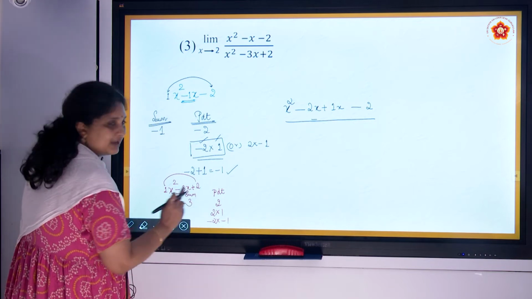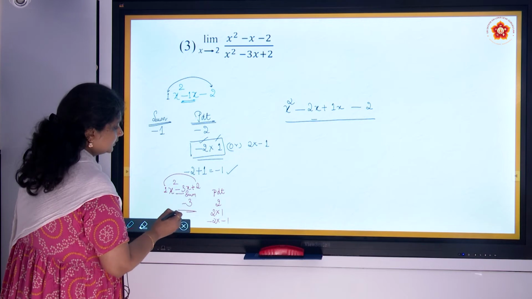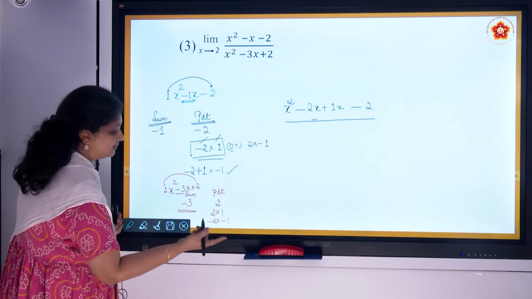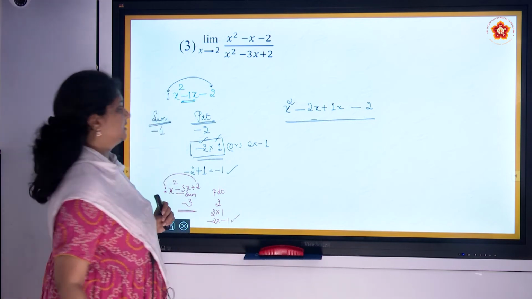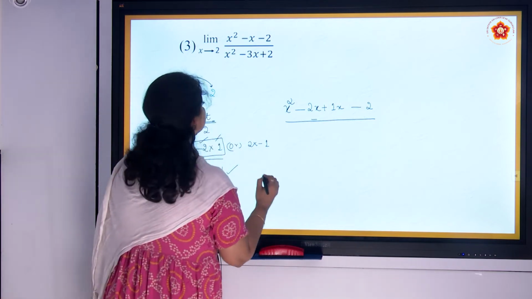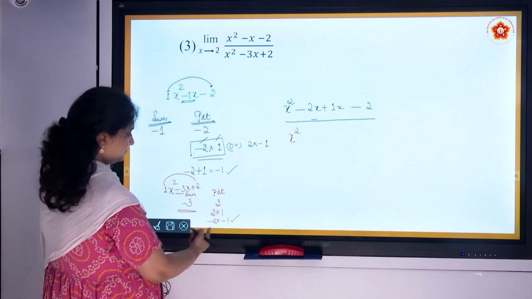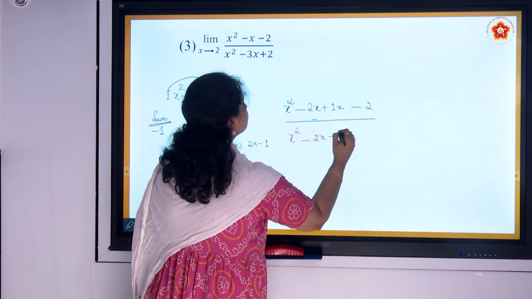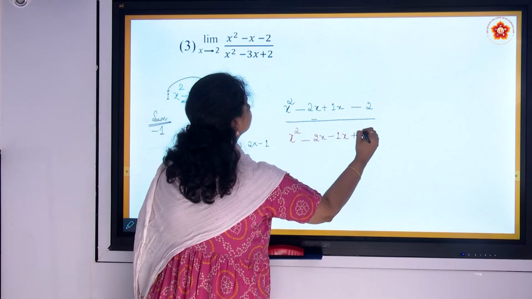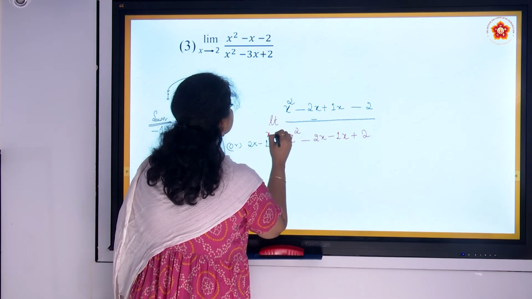If I do 2 plus 1, I get plus 3, but my sum is minus 3 here. If I do minus 2 minus 1, I get minus 3. So these two are my pair. So what do I do? I rewrite this as x square, my pair is minus 2x minus 1x plus 2. So this is my function, limit x tending to 2.